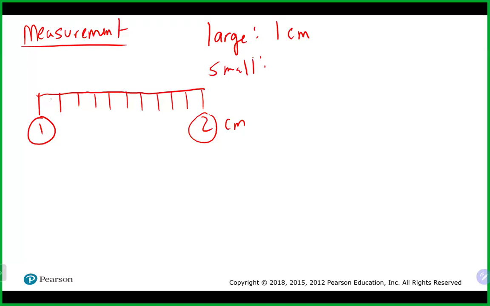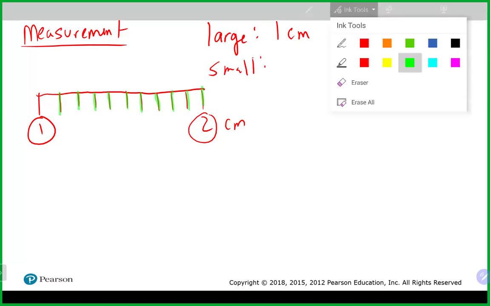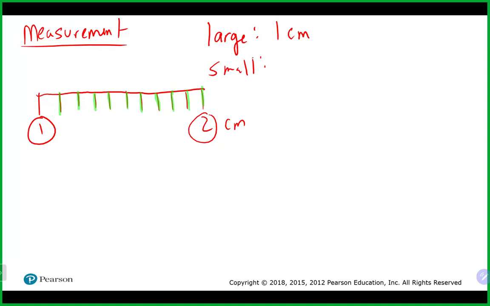So again, you are going to start, as we talked about last time, past the last large marking, and you're going to continue until you hit the next large marking. So 1, 2, 3, 4, 5, 6, 7, 8, 9, and 10 small markings between them. Again, if you're not 100% sure what that would mean, you can just take the large markings and divide by 10, and that will tell you that it is 0.1 centimeter.